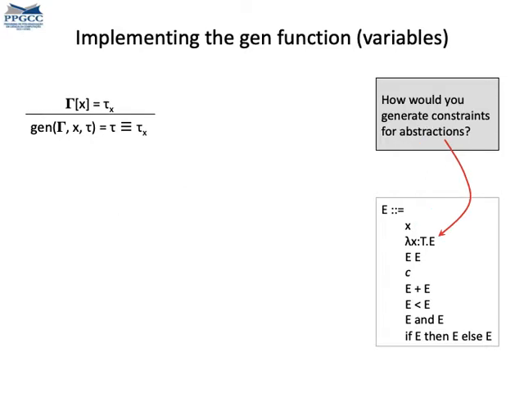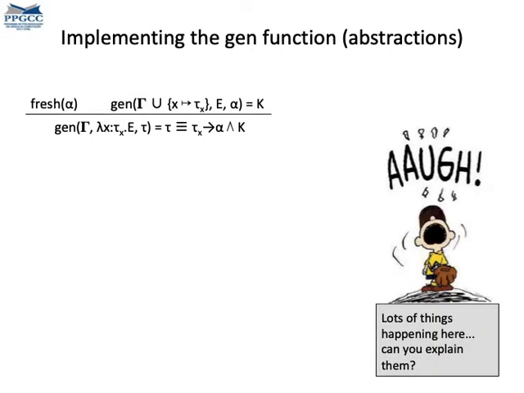To produce a constraint for a variable, we check the type of that variable in the input environment. Then we produce an equivalence with this type. For abstractions, it's a bit more complicated. I will try to explain what's going on, but before that, could you try to stop the video and read this pattern over? We will get back into them.